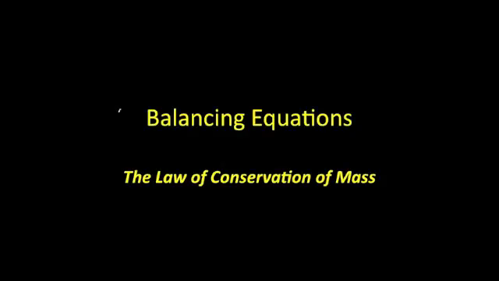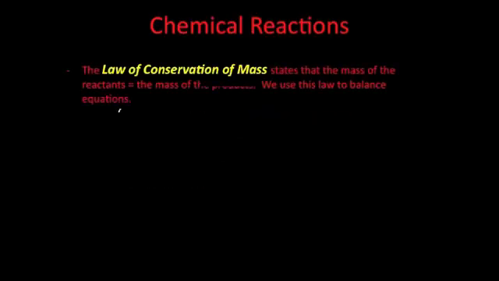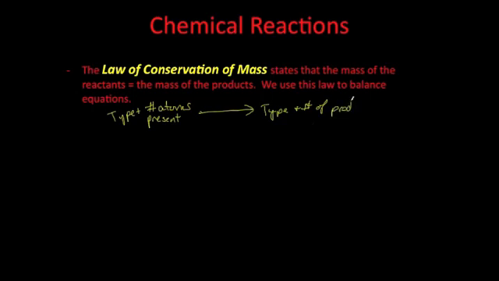Today we're going to be discussing balancing equations. The law of conservation of mass tells us that the mass of the reactants is equal to the mass of the products. And if you remember, that means the type and number of atoms on the reactant side of the equation will be the same as the type and number of atoms on the products side of the equation. That doesn't mean you have the same compounds, though, because atoms will change, they will rearrange themselves.